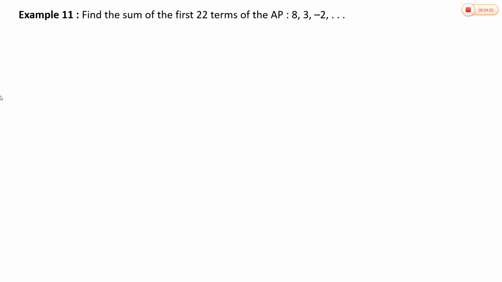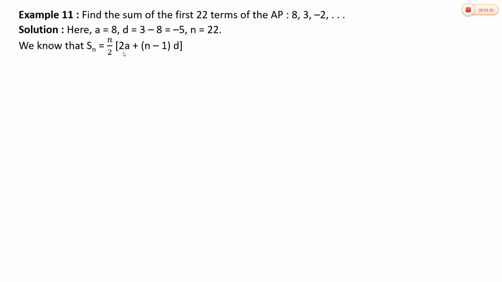We will see one example. Example: find the sum of the first 22 terms of the AP. The AP is given here, that is 8, 3, minus 2, etc. Here you have to find the sum of the first 22 terms. We will see how to solve this. Solution: here the first term a is 8, the common difference d is equal to a2 minus a1, that is minus 5, and n is equal to 22.